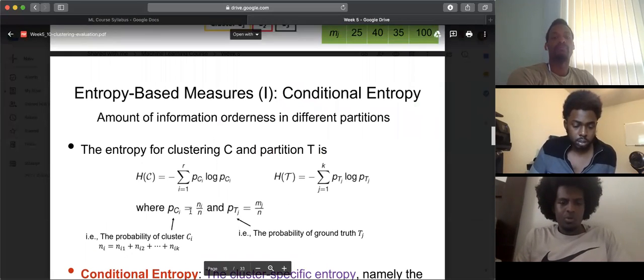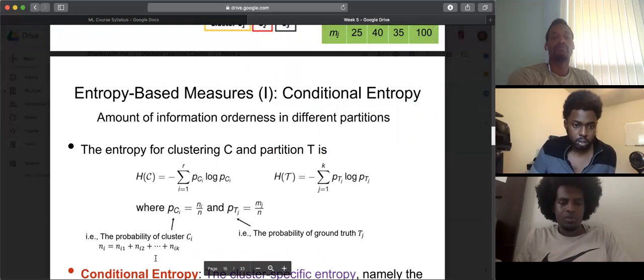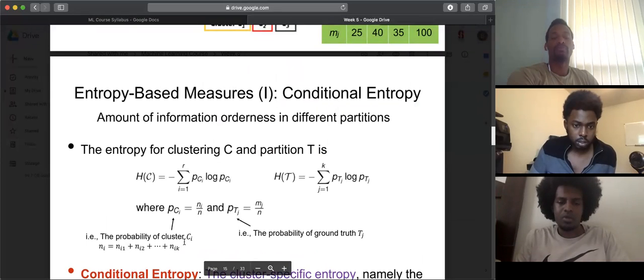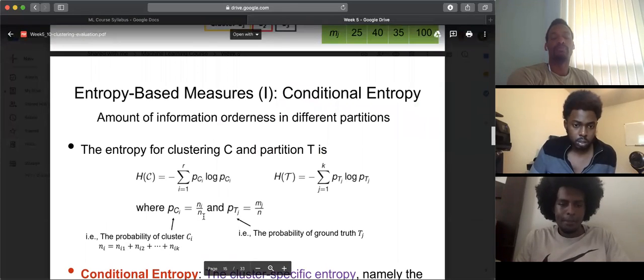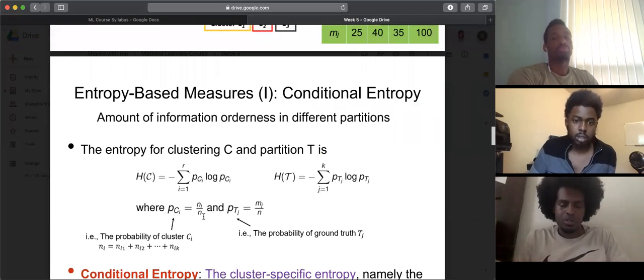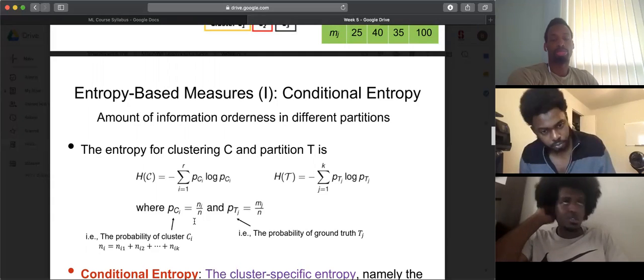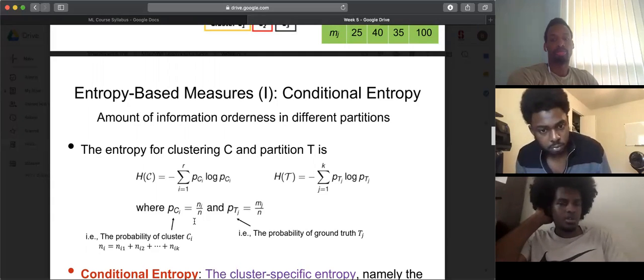And so that'll help you calculate the total number of data points in that cluster, divided by the total number of data points in that ground truth partition. Or no, the total number of data points in general. I see, so this is the probability of any data point landing in this cluster. Exactly. If I have 10 data points and 3 clusters, but 6 of them are in the first one, then I have a 6 out of 10 probability.